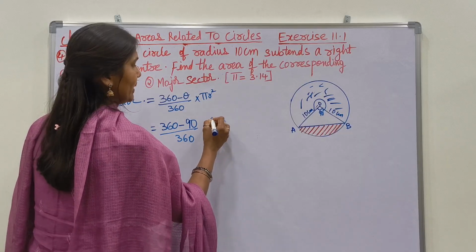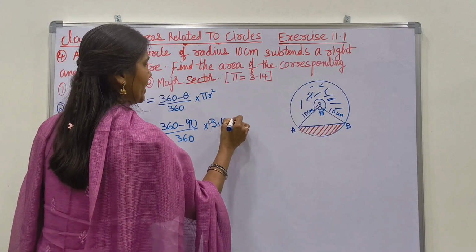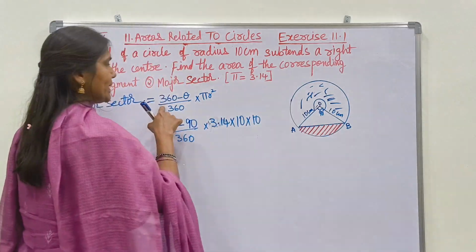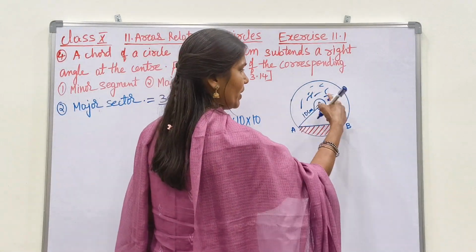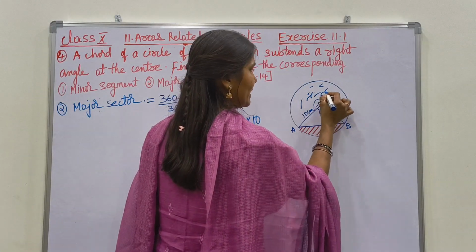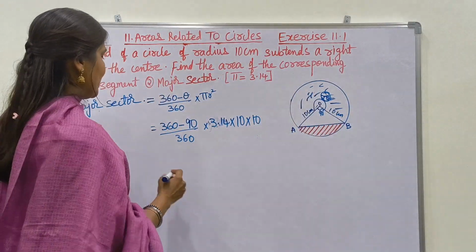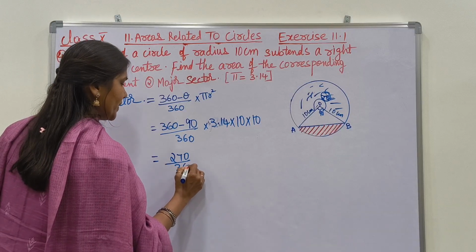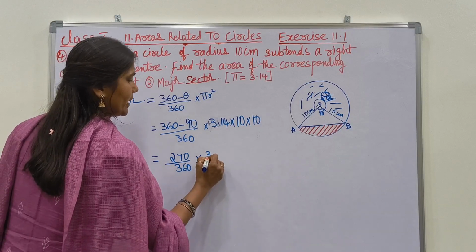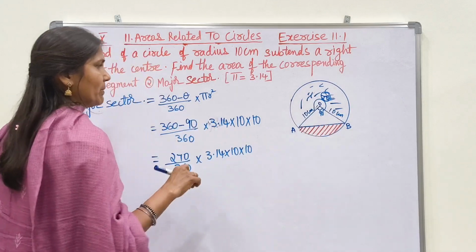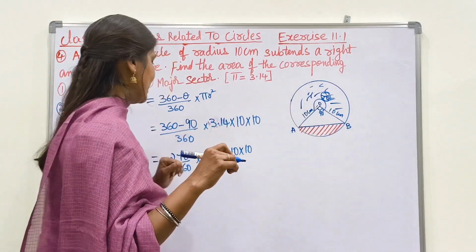Pi value we will apply. Pi value is 3.14 into radius, how much is there? 10 into 10. Okay, 360 minus theta. Why? This full 360 minus 90 means here you will get 270 degree. So this one you will get 270 divided by 360 into 3.14 into 10 into 10. This simplified means you will get the major sector answer.